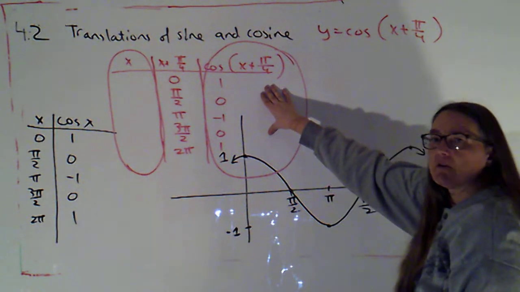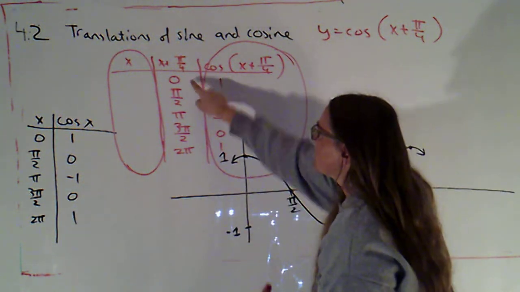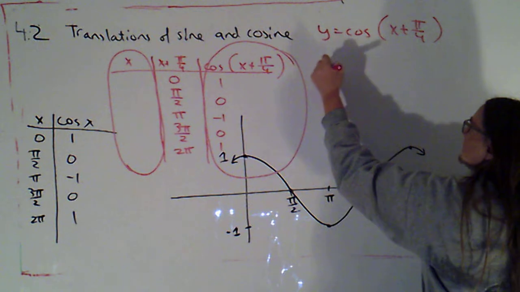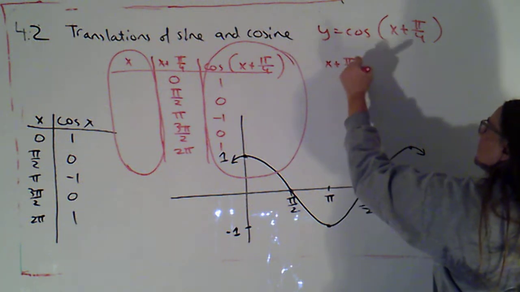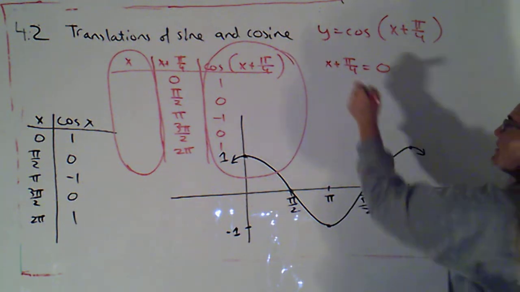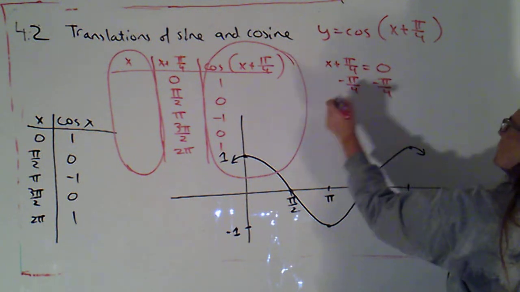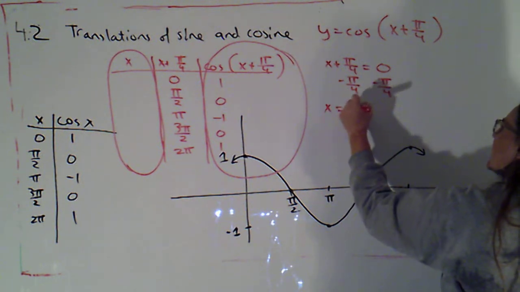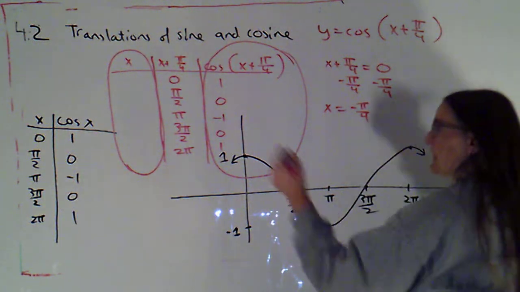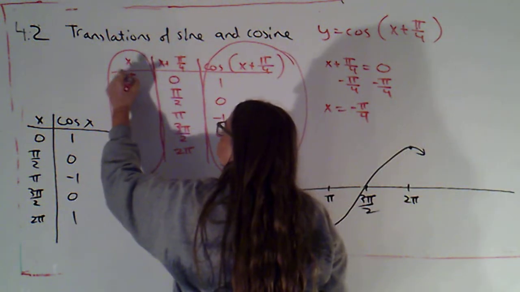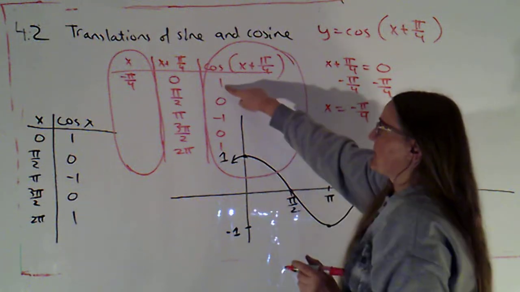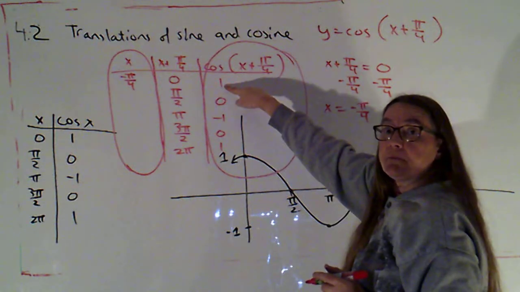To do that, I'm just going to realize that that gives me an equation. It's telling me that x plus pi over 4 is equal to 0. If I want to solve for x, I would subtract over the pi over 4. So I'm going to get x is negative pi over 4. So that's the x value that I'm going to have that goes with this y value of 1.